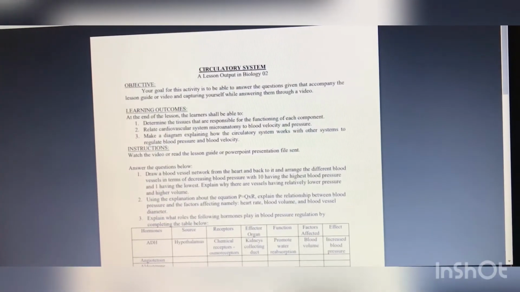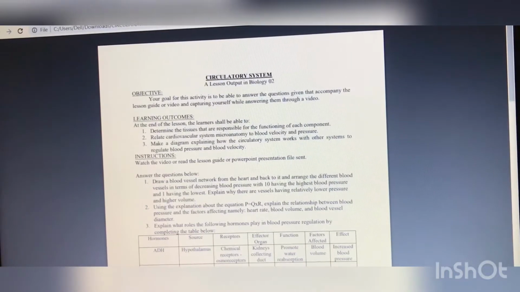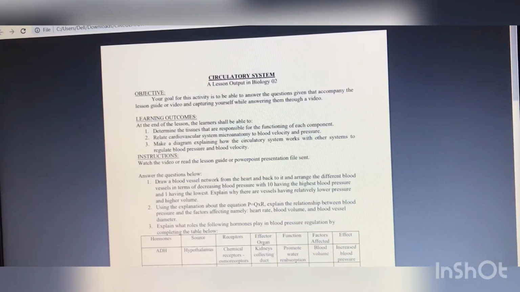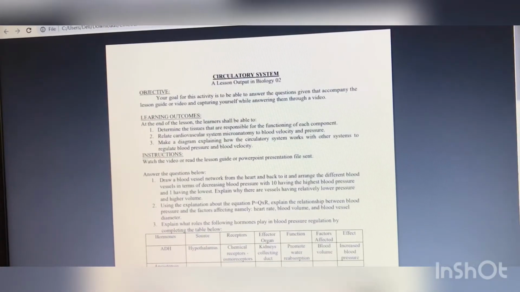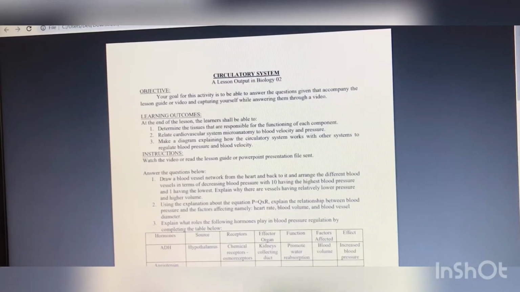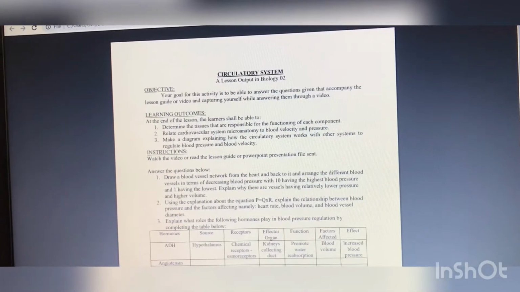Circulatory system, a lesson output in Biology 2. Number 1. Draw a blood vessel network from the heart and back to it and arrange the different blood vessels in terms of decreasing blood pressure, with 10 having the highest blood pressure and 1 having the lowest. Explain why there are vessels having relatively lower pressure and higher volume.